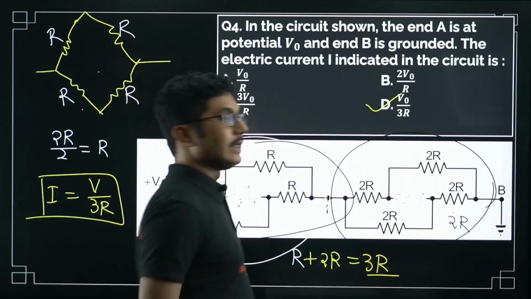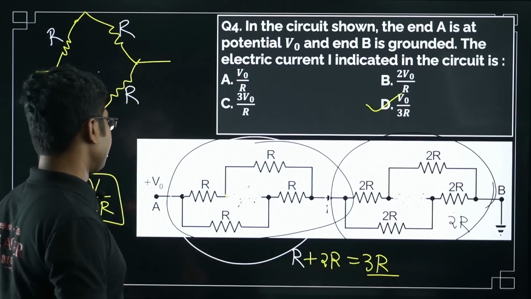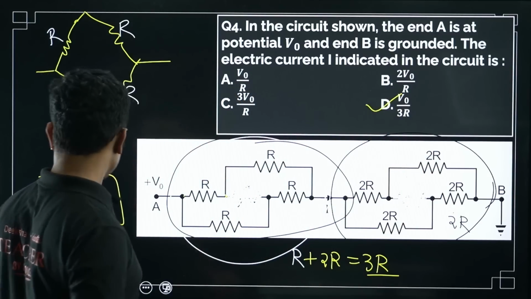So V by 3R is the correct answer for this question. Okay, now next question.